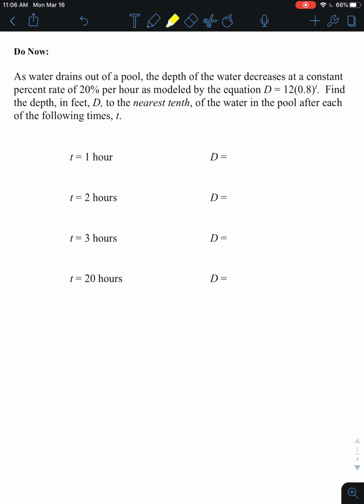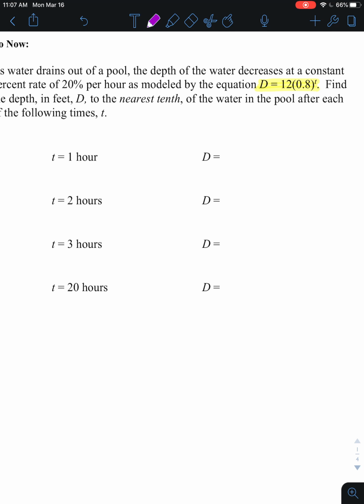So this question is talking about water draining out of a pool. They tell us that the depth of the water is decreasing at a constant percent rate of 20% an hour, and this is the equation that's modeling that. Find the depth in feet, D, to the nearest tenth of the water in the pool after each of the following times T. So let's just look at this equation for a moment. Here we have D equaling 12 times 0.8 to the T.